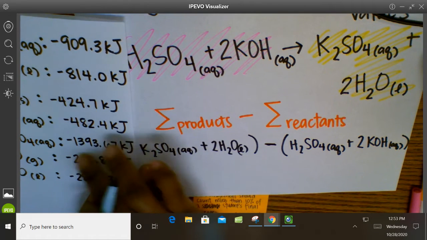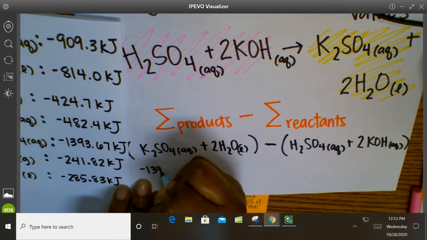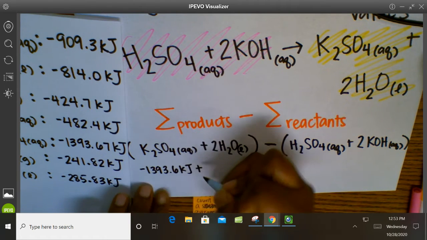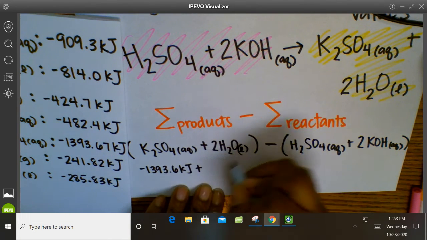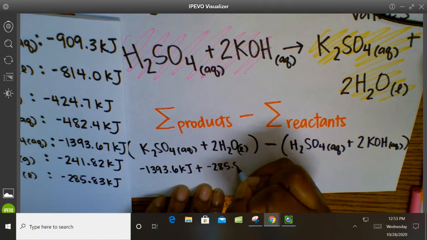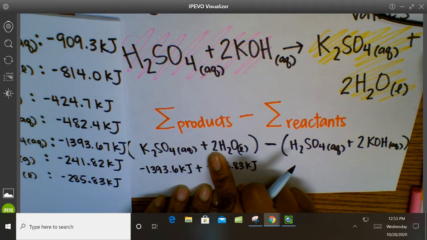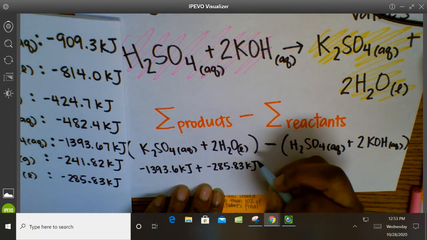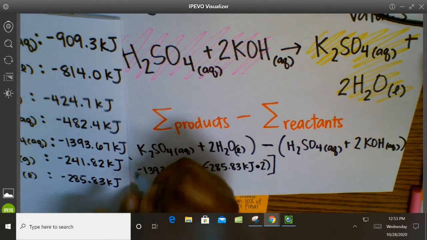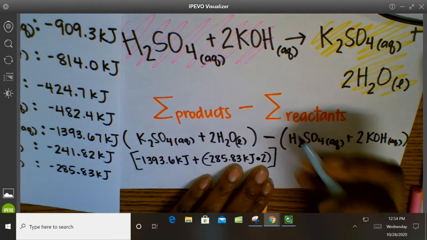We're going to take our products. All right. So K2SO4. I find K2SO4, and I find the value of that is negative 1,393.6 kilojoules. And I'm going to add that to the value for H2O liquid, which is negative 285.83 kilojoules. In this formula, there's two H2Os. Okay, so that means there's 2 moles of that. So I got to multiply that by 2. Okay, and these are my products.